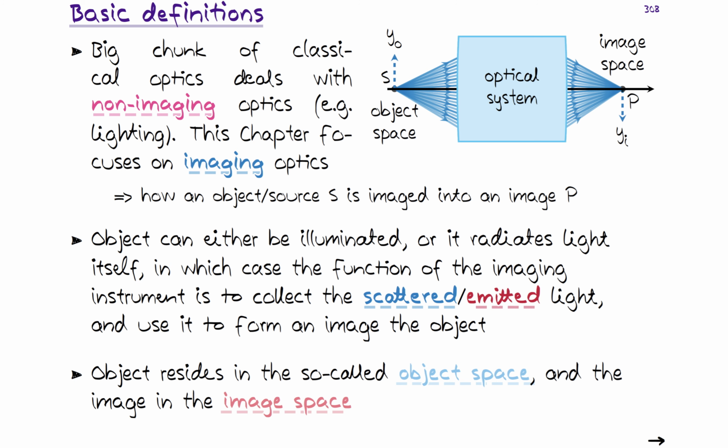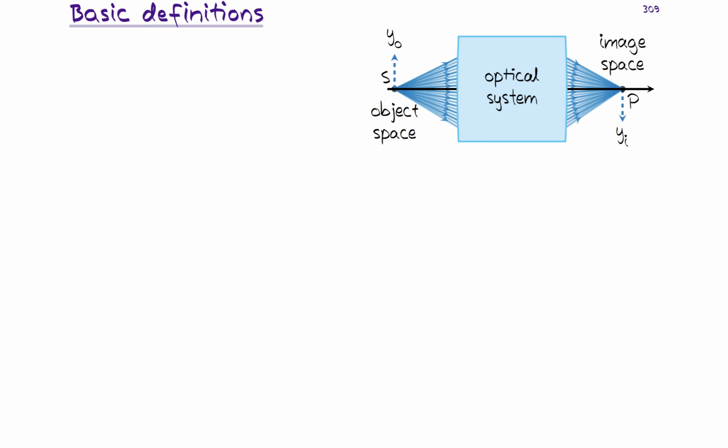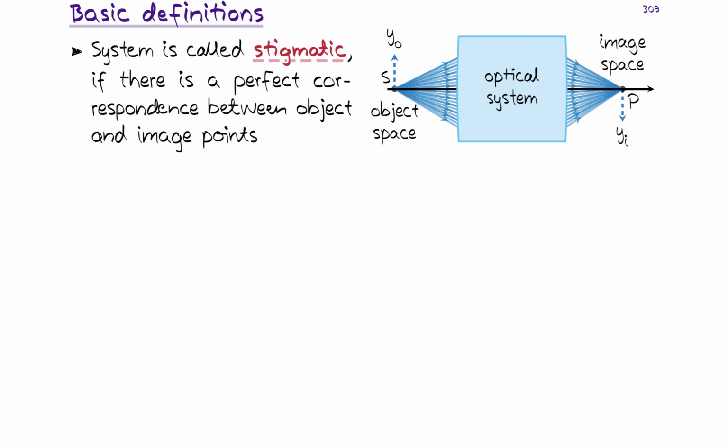This is a piece of terminology. Maybe it's good for you to remember, but at least you should remember the object and image as a piece of terminology here. Now, another thing we should remember is that we may have a system that is called stigmatic, and a system is stigmatic from the point of view of imaging when there is a perfect correspondence between the object and the image points.